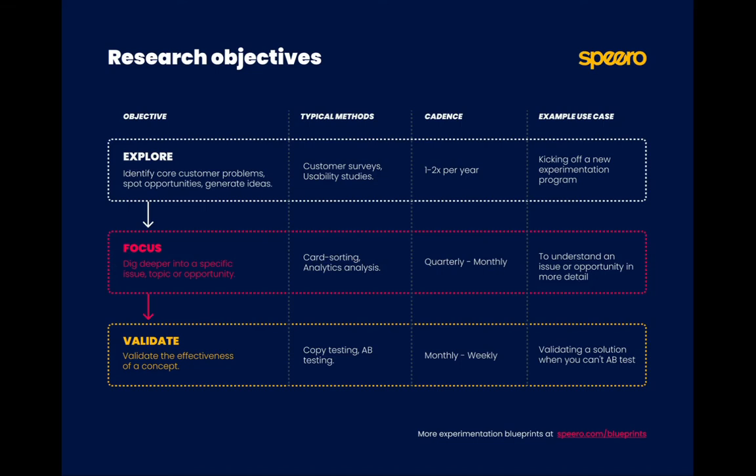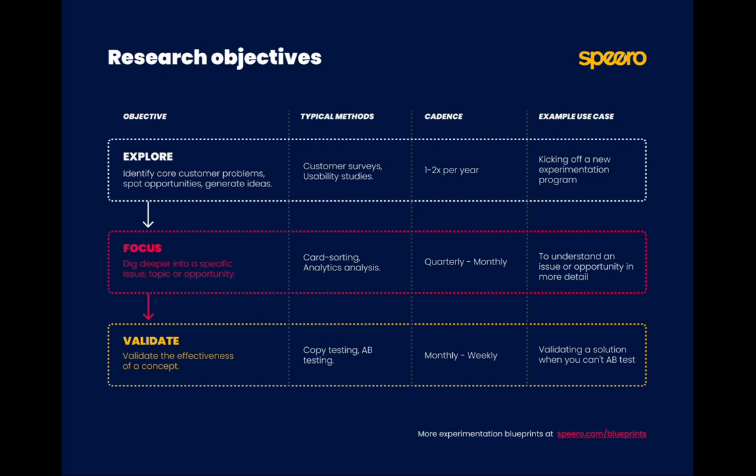Today I want to show you our research objectives blueprint. The goal of this blueprint is to communicate the different types of research that you could and ideally should be incorporating into your experimentation programs on an ongoing basis. So hopefully this blueprint can help you to plan that research more effectively.